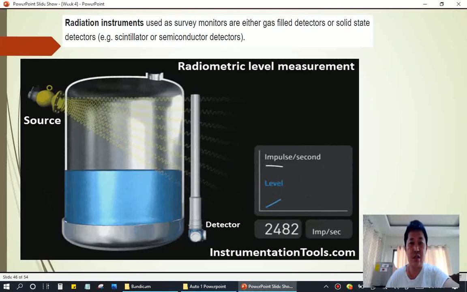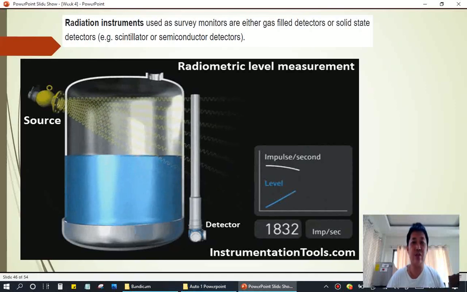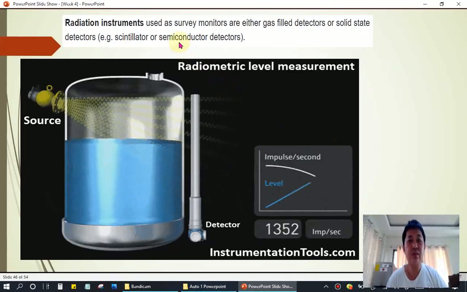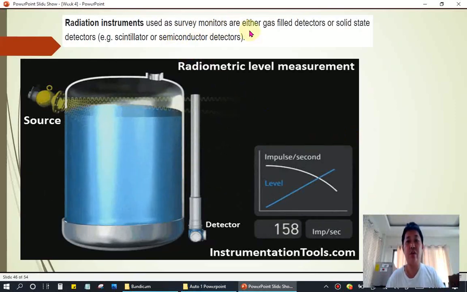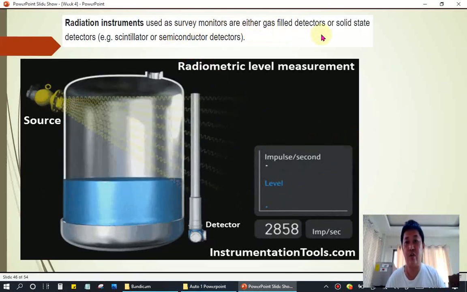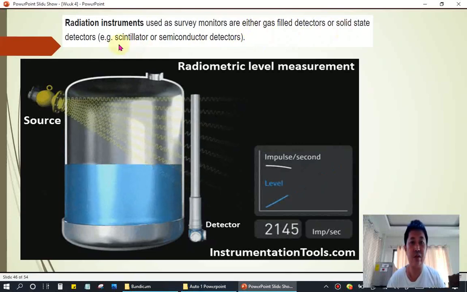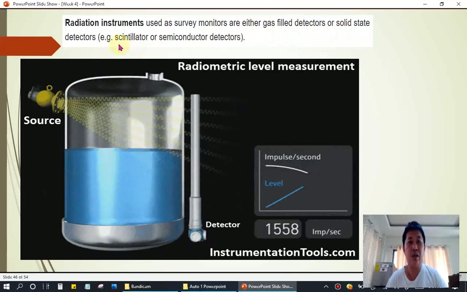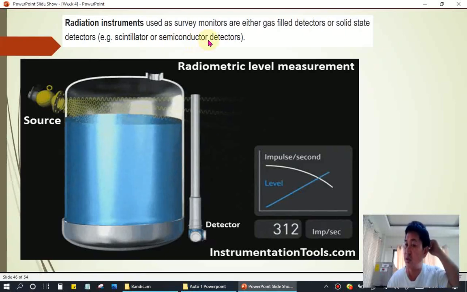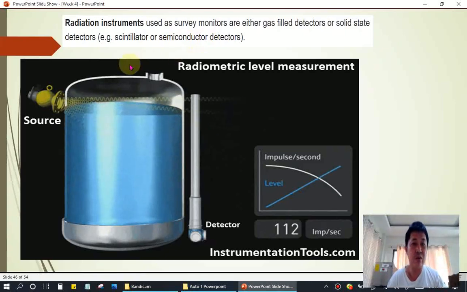So next, we also have the radiation instrument. This is used as survey monitors, which are either gas-filled detectors or solid state detectors. Examples are the scintillator or semiconductor detector. So this is used by the surveyors.